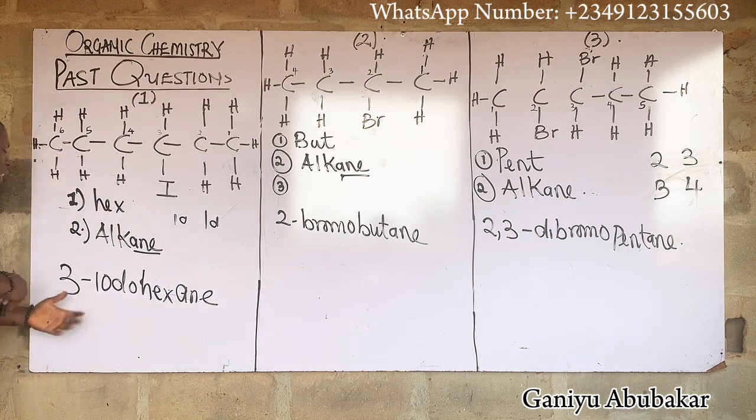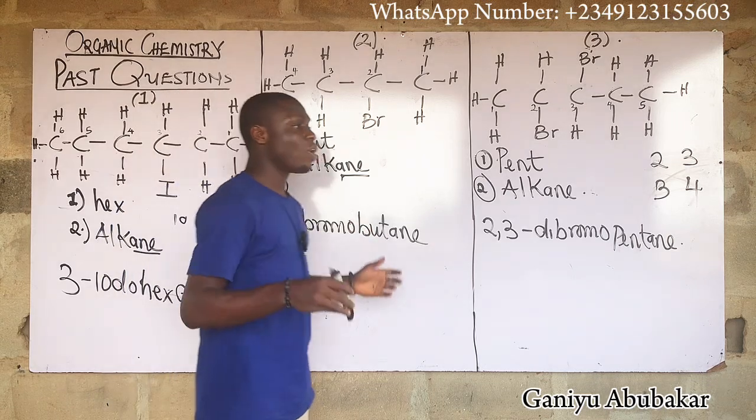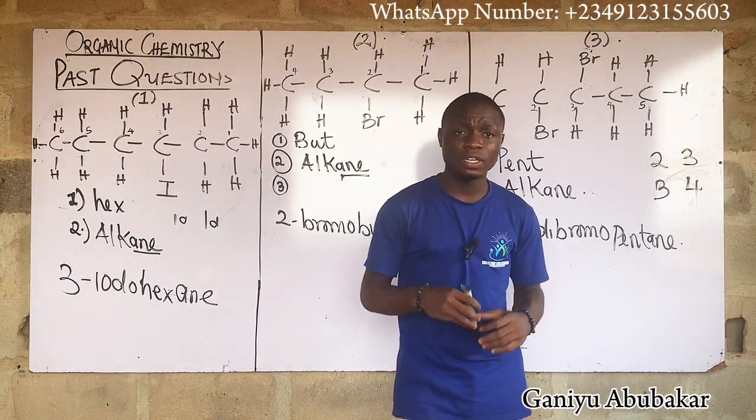So it's called 2-bromobutane. This is called 3-iodohexane. So that is how to name your organic compound involving alkane.